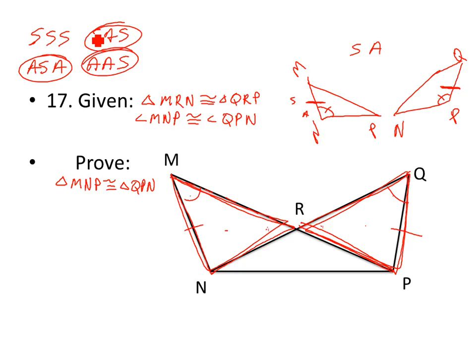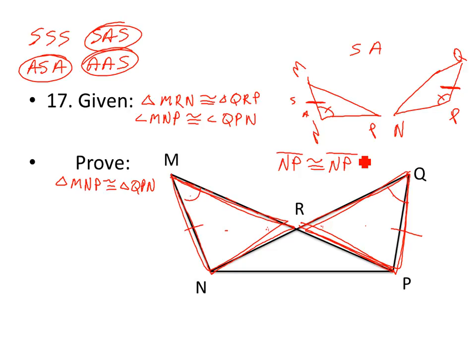Let's look at that one first. Side, angle, side. Which side are we missing? The bottom. So what is it? Name it for me in this triangle. That's NP. What is it in the other triangle? NP. What do you know about segment NP and segment NP? They're the exact same segment, using the reflexive property.